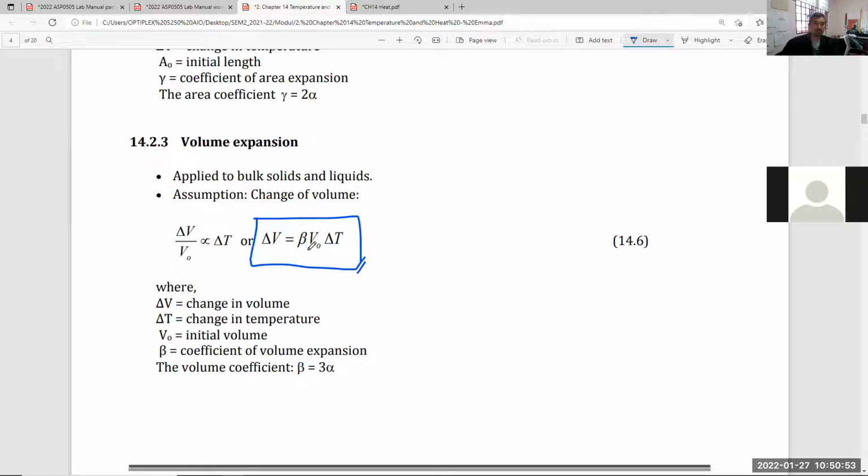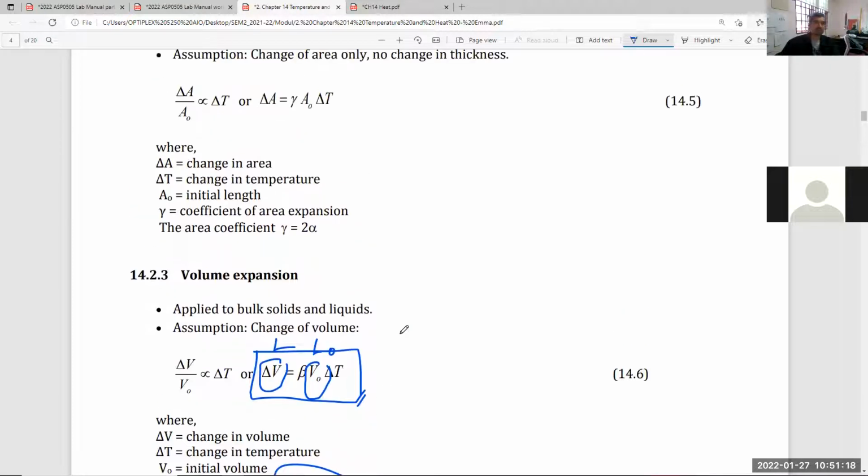Where we can define it as delta V, rather than using L and L naught. Now change to V naught, you can see for the volume. So just change the symbol, and we'll be able to do that to prove that beta is equal to 3 alpha. That one I don't want to discuss further.